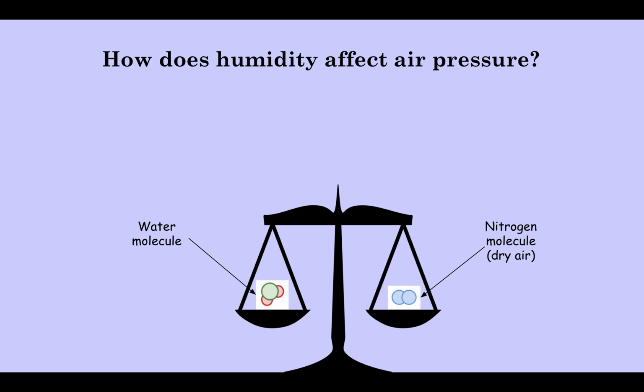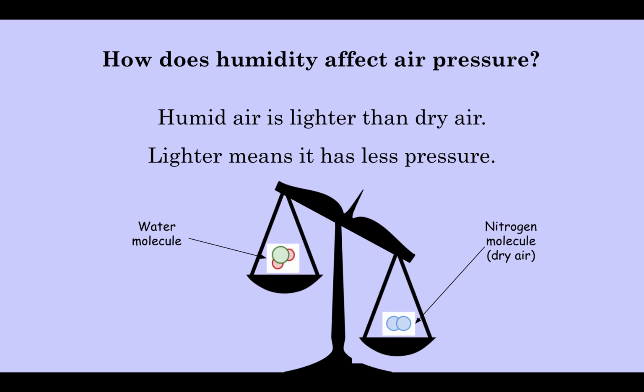But how does humidity affect air pressure? To understand that, we have to understand which has more weight, a water molecule, or what would be moist air, or a nitrogen molecule, which would be dry air. And it turns out that the nitrogen molecule, or the dry air, has more weight. So humid air is lighter than dry air. Lighter means it has less pressure, it has less weight. So humidity will cause the air to have less pressure.